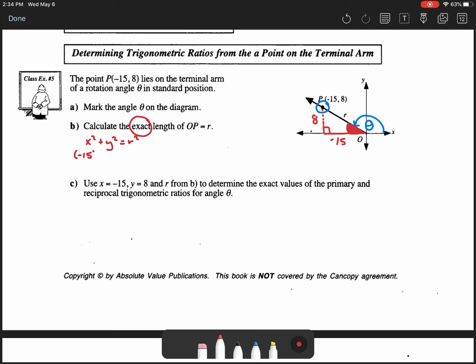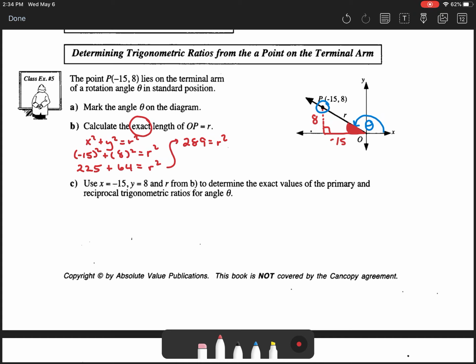So if I'm to figure that value out, x is negative 15, so it'll be negative 15 squared plus the y dimension, which is 8, and that will equal r squared. So when I do that, this is going to be 225 plus 64 will equal r squared. Okay. So when I go 225 plus 64, that's 289, which is r squared, and the square root of 289 should be 17. Oh, it's not. What did I do wrong here?